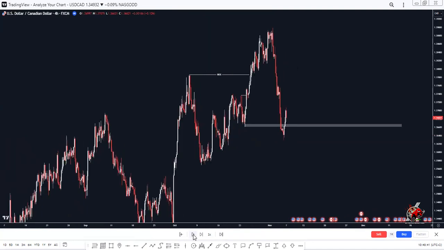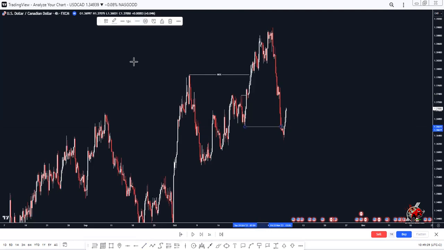Okay, we had that level disrespected, right? The level was not respected. The order block just didn't work out, right? So this is where we say this will be our change of character to the downside. This is our change of character to the downside.